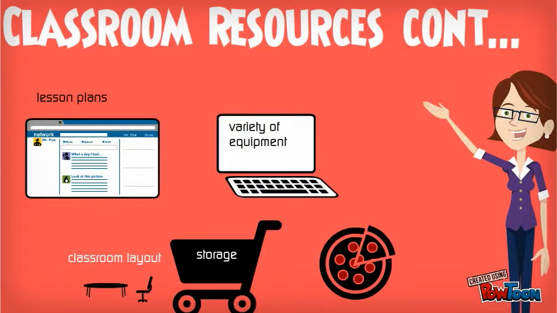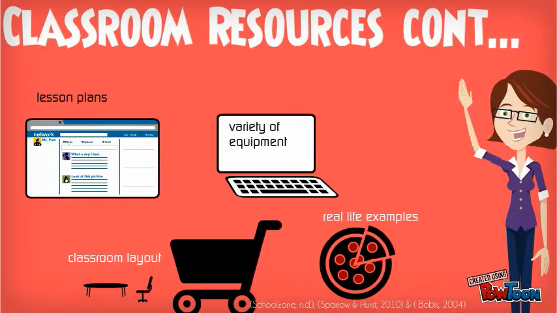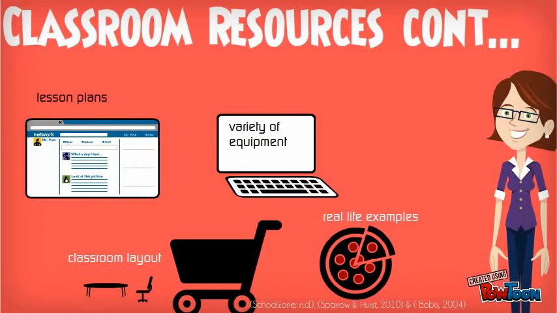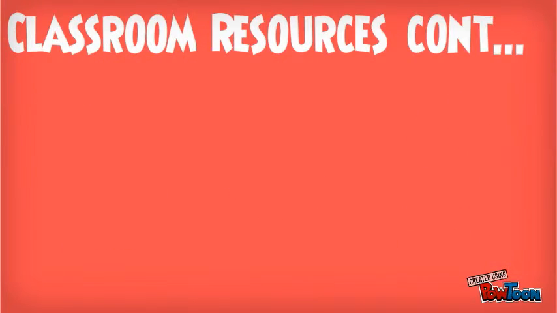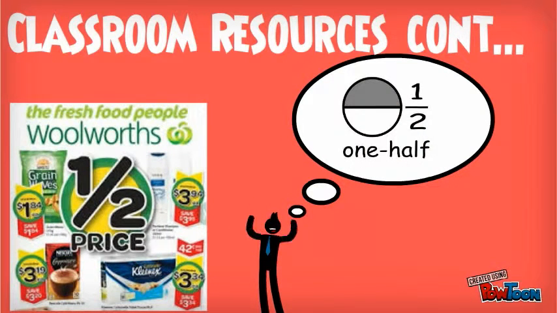Sparrow and Hurst, 2010, suggest teachers create variety, clarity of purpose, real-life examples, and ensure success in their lesson plans. This aids in preventing boredom and decreasing motivation. For example, using supermarket catalogues in a maths lesson helps students relate their work back to its uses in everyday life.